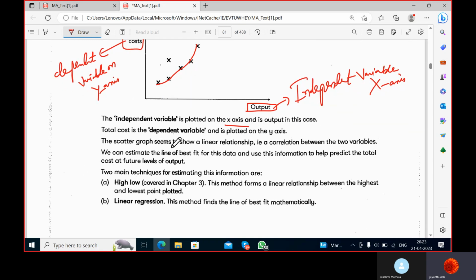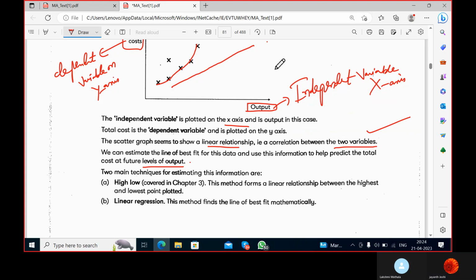Now, the scatter graph seems to show a linear relationship. There is a correlation between the two variables. Yes. We can estimate the line of best fit for this data and use this information to help predict the total cost at future levels of output. Fine. See, definitely, if you have the equation with you, or a line of best fit, suppose the line is going in this direction, can you predict or estimate the total cost when the output is increased beyond this level? Can you do that or not?